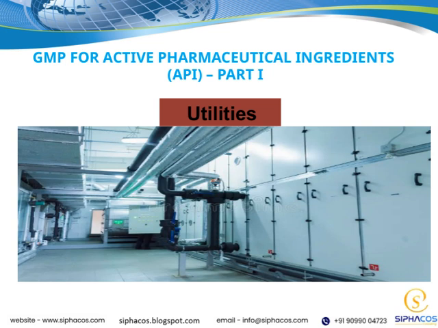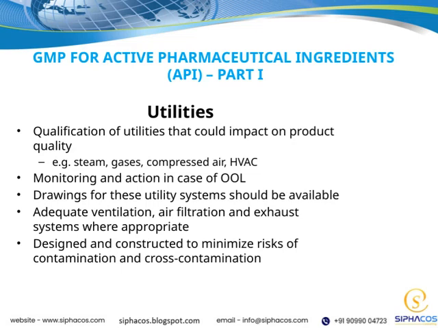Let's talk about utilities and their qualification, which is crucial because they can directly impact product quality. Examples include steam, gases, compressed air, and HVAC systems. It's essential to monitor these utilities continuously and have clear actions ready if any are out of specification or out of limits. Having detailed drawings of these utility systems is also important, so everyone understands how they are designed and operated.